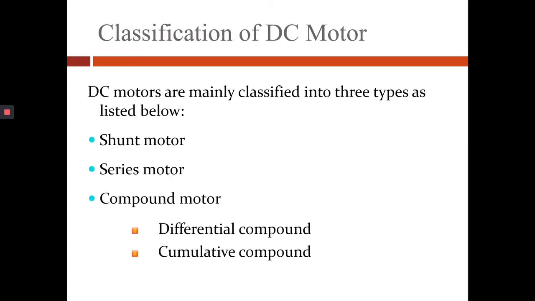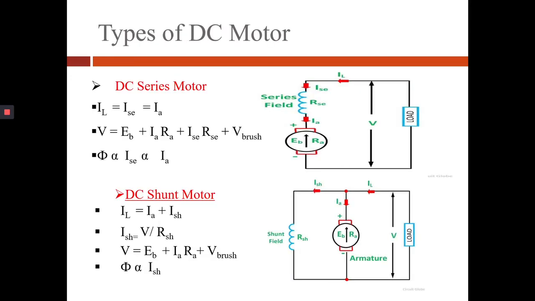Now we'll see classification of DC motor. There are three types of DC motors: shunt motor, series motor, compound motor. Again, compound motors are of two types: differential compound, cumulative compound.